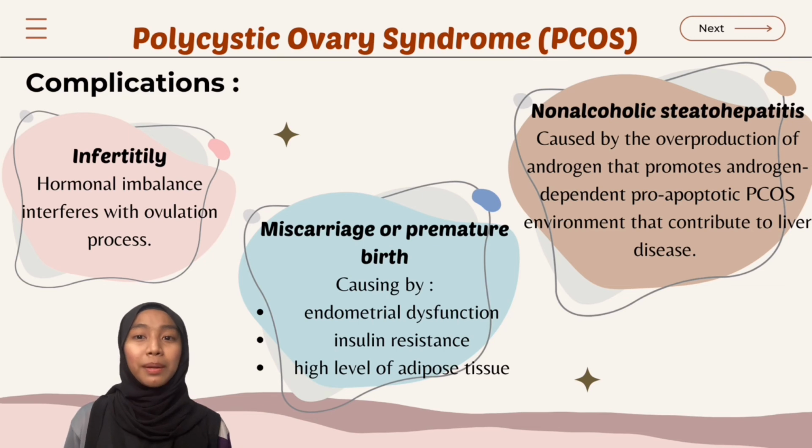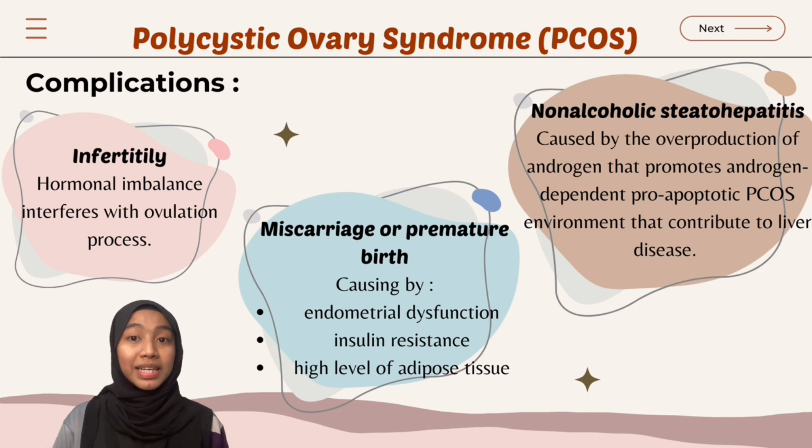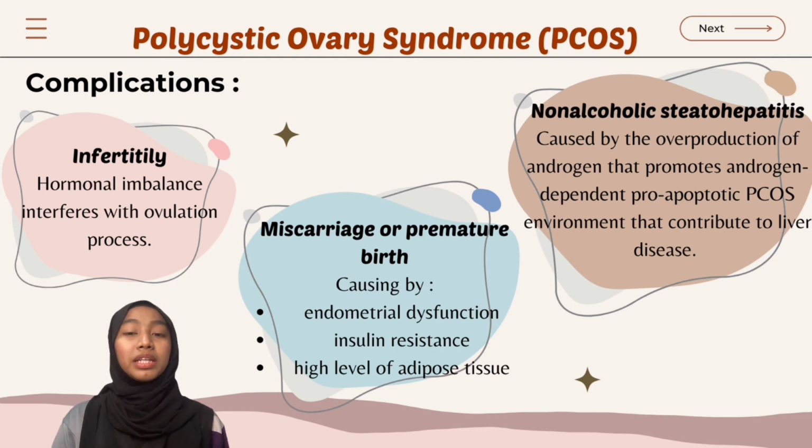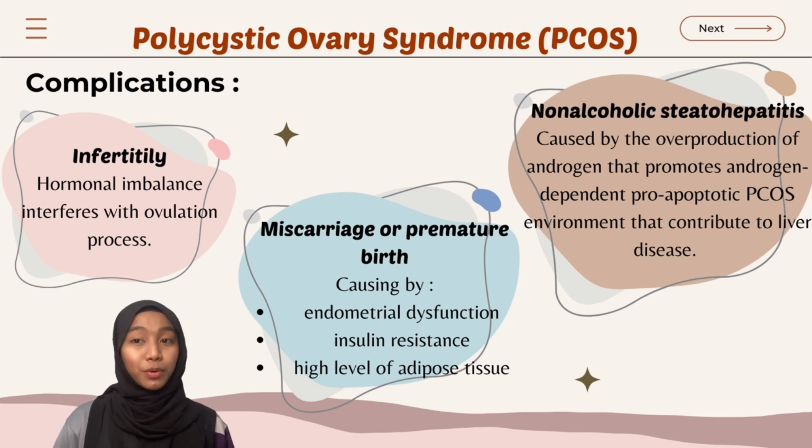Secondly, PCOS also can cause miscarriage or premature birth. This is due to the endometrial dysfunction that affects the implantation rate, insulin resistance, and high level of adipose tissue. The endometrial dysfunction also could lead to abnormal uterine bleeding, and lastly, PCOS can cause non-alcoholic steatohepatitis, and non-alcoholic steatohepatitis is liver inflammation and damage caused by the inflammation of fat in the liver. PCOS causes an increasing level of androgen, and the overproduction of androgen can lead to an androgen-dependent pro-apoptotic environment that can contribute to liver disease progression.